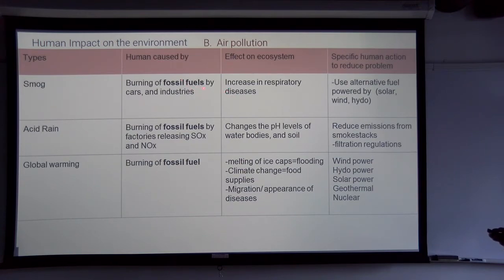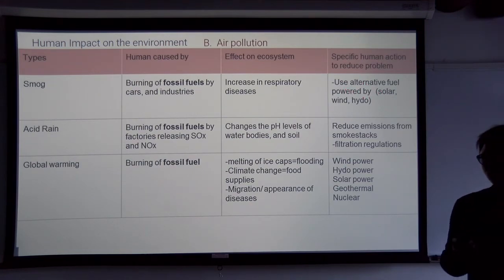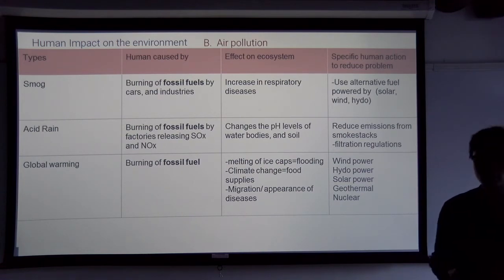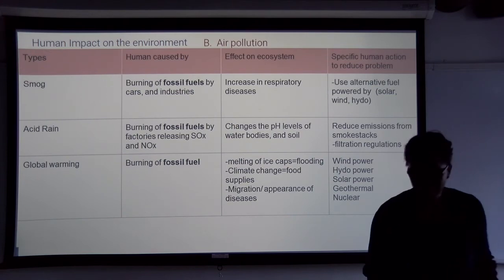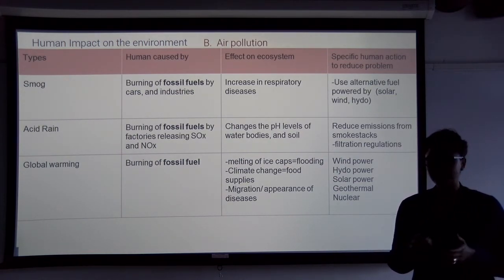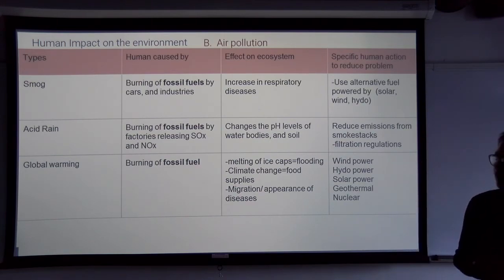And so smog, because you're burning fossil fuel, we could see it affects the environment by an increase in respiratory diseases. So we see this more in our city areas, okay? There's an increase in respiratory diseases. What we can do about it is by using alternative fuels. We have different types of cars out there now. We have catalytic converters on the cars. You have to get your cars inspected annually to check the exhaust or the gases that are being released.